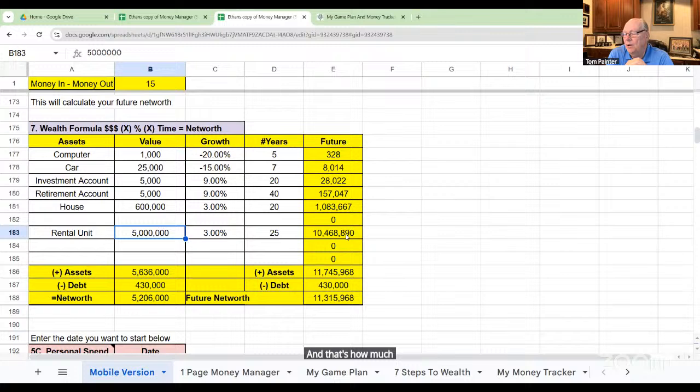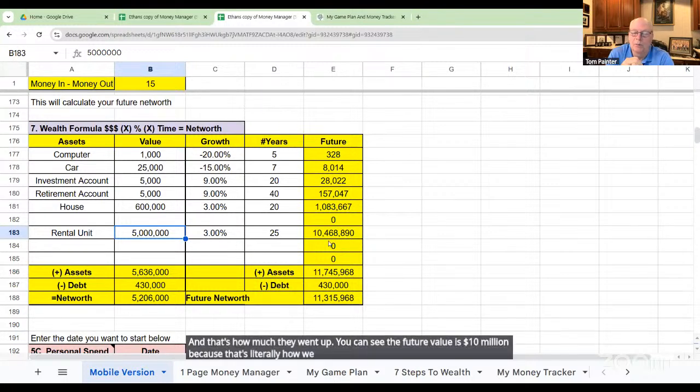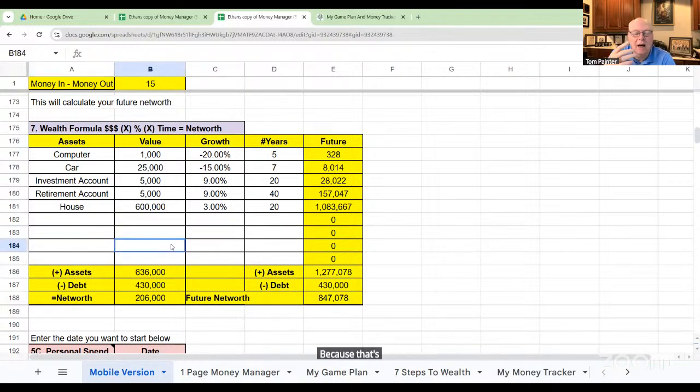You can see the future value is $10 million, because that's literally how we made a big chunk of the money, and we put that money into our long-term investment accounts. And what we've done is we've also donated that money to the foundation. So let's take out line 183, because that's phase two for many of you, but you can see how cool this is. We're going to show you what your future net worth is.